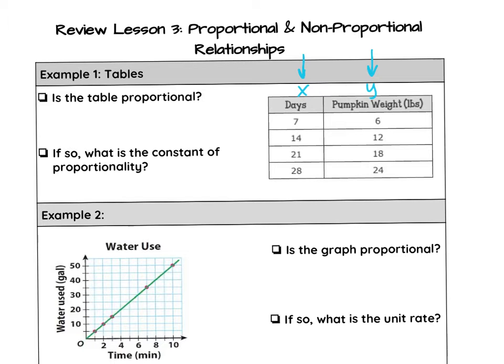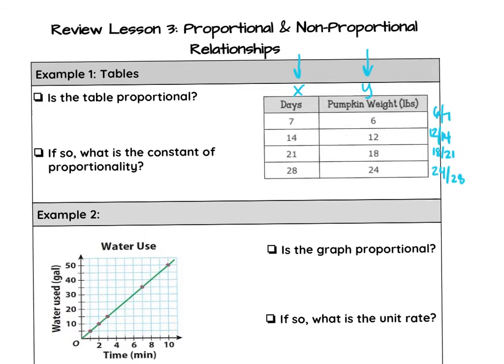That happens a lot. So we would divide 6 by 7 in this one, 12 by 14, 18 by 21, and 24 divided by 28. If we get the same number each time, that's called a constant rate of change. If we get a different number, then there is no constant rate, and we end up, well, we'll talk about that.